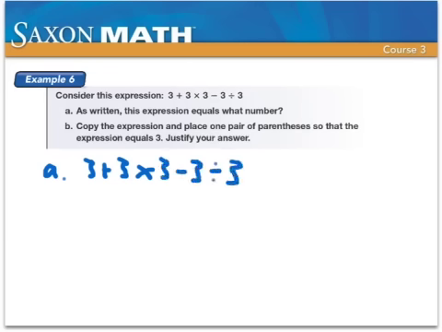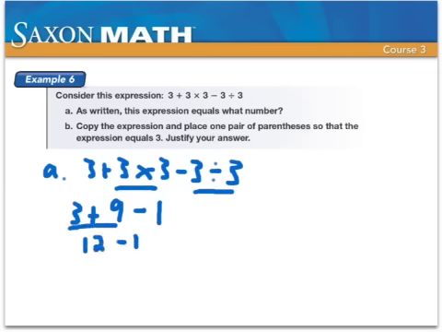Okay, well, I've got no parentheses. I've got no exponents, so next is multiplication and division. We do those from left to right. So I'm going to do a multiplication, and I've also got a division here. Okay? So everything else stays the same. So I've got 3 plus 3 times 3 is 9, minus, and 3 divided by 3 is 1. Now I've got addition and subtraction. I do those from left to right. So first I'm going to do 3 plus 9 and get 12 minus 1. And 12 minus 1 is 11.